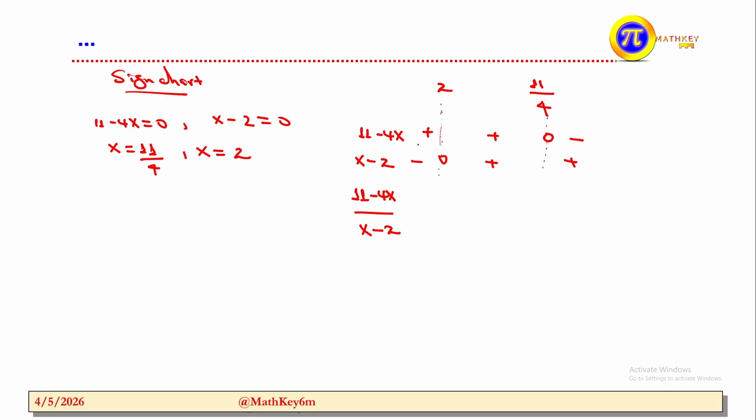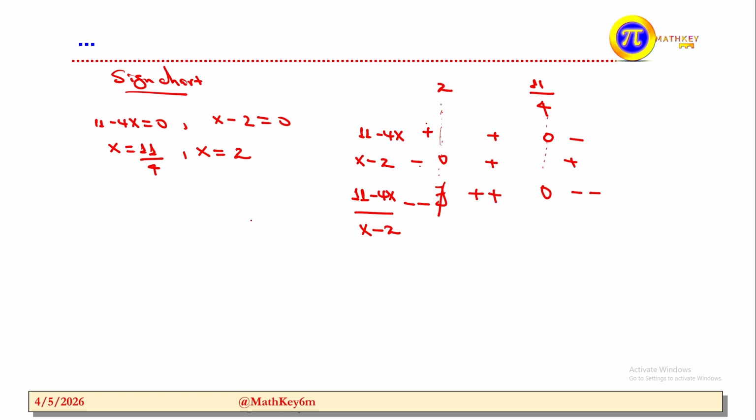Let's apply it. Positive divided by negative becomes negative. Positive divided by 0 is undefined. Positive divided by positive is positive. 0 divided by positive is 0. And negative divided by positive is negative. Now, what do we want to show?